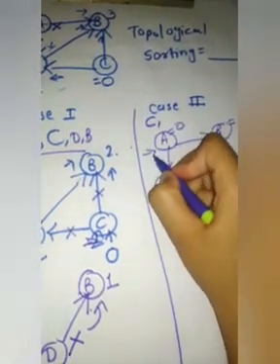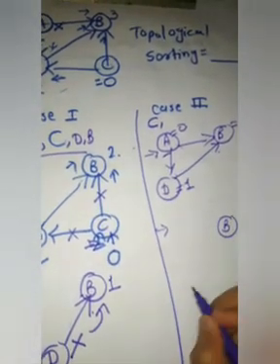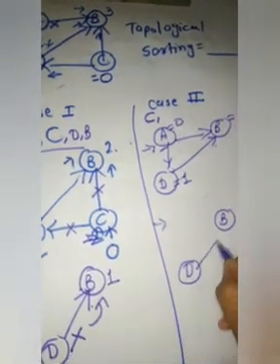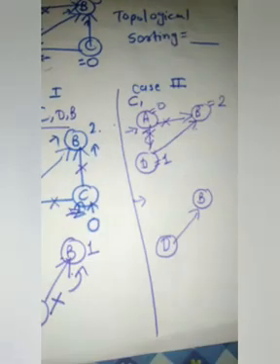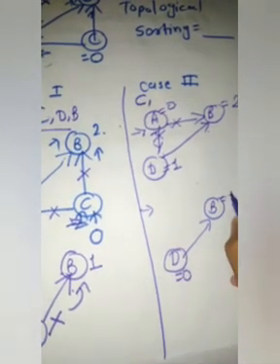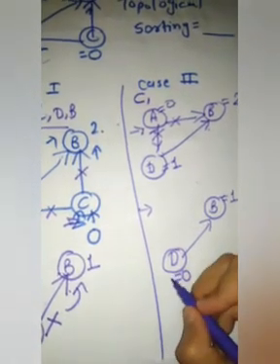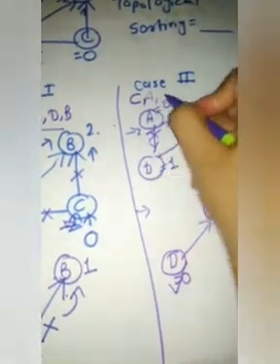Then delete the 0 incoming degree node, so A will be deleted. Remaining graph is B and D. These edges are deleted. D has 0 incoming degree and B has 1 incoming degree. So first delete D and then B. So C, A, D, B is the topological sorting for this graph.